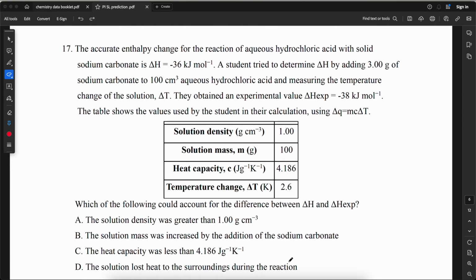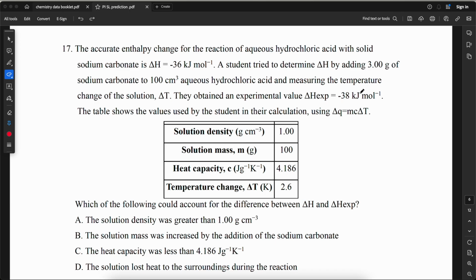The accurate enthalpy change for the reaction of aqueous hydrochloric acid with solid sodium carbonate is delta H equal to negative 36 kilojoule per mole. So this is the accepted value or the literature value. A student tried to determine delta H by adding 3 grams of sodium carbonate to 100 centimeter cube aqueous hydrochloric acid and measure the temperature and get negative 38 kilojoule per mole as the delta H experimental value. And they recorded the data right here. Which of the following could account for the difference between delta H accepted value and experimental value?